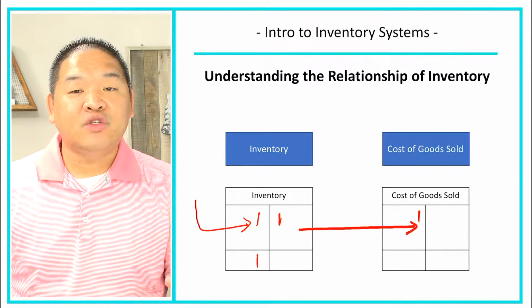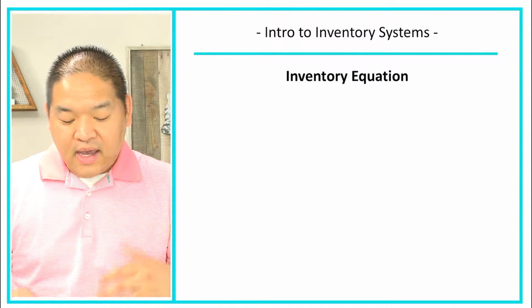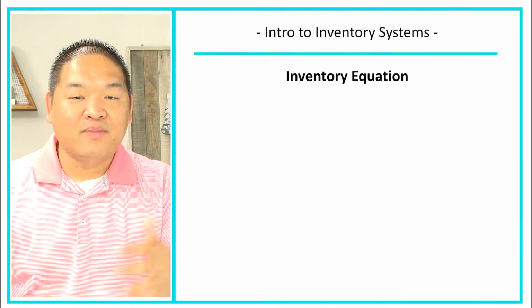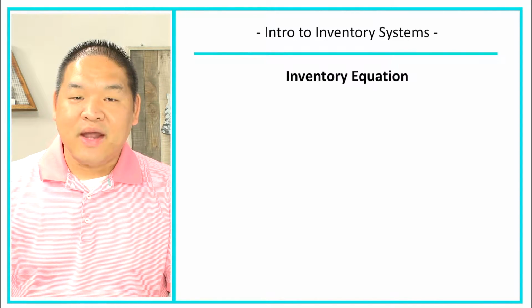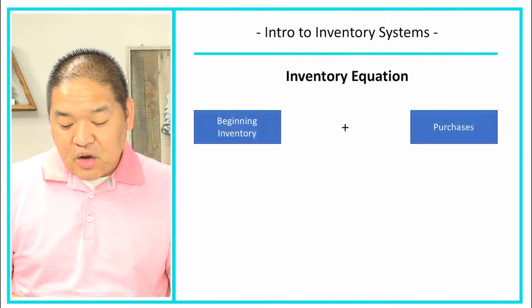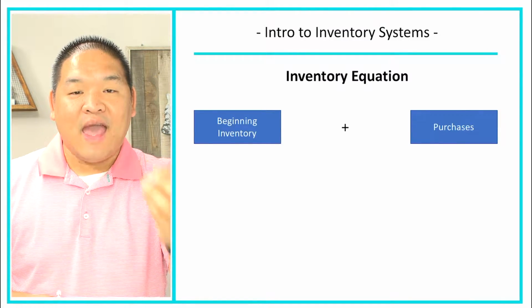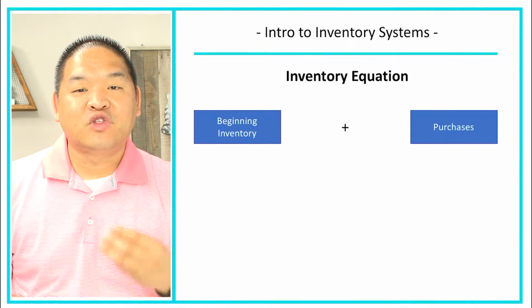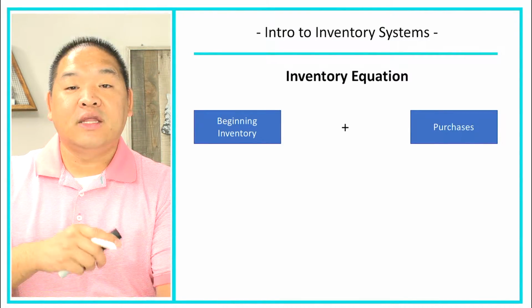Now, we also have an inventory equation that you should know. And here's a pictorial view of it, and then I'll give you the non-pictorial view. So this is the best way that I can show it to you. From an inventory equation, we always start with beginning inventory. At the end of the last year, there usually is some type of inventory left that we're going to start in the new year.